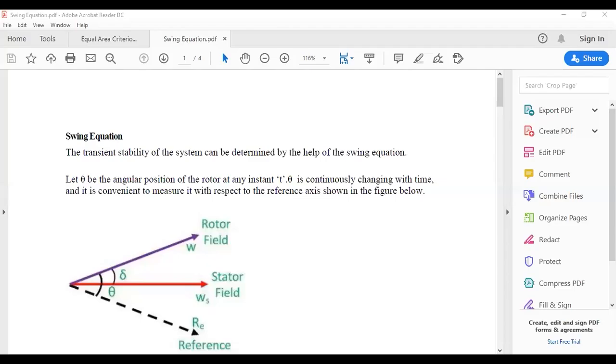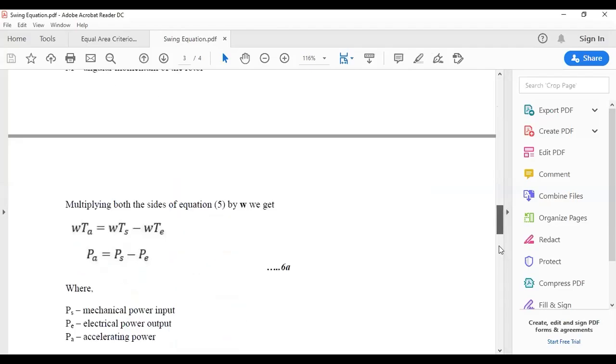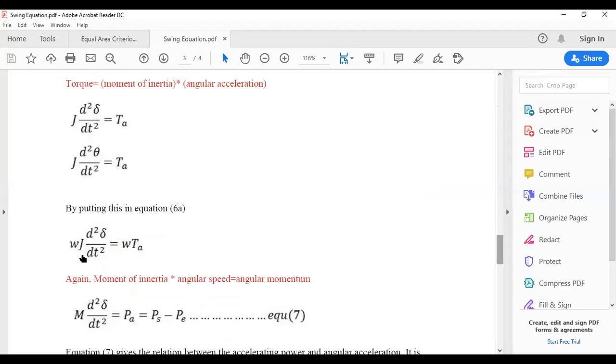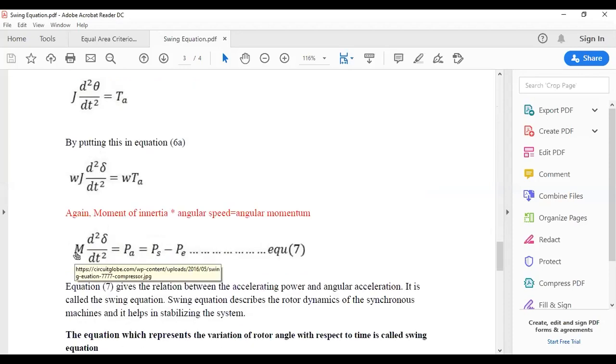In the previous class, we saw the swing equation. Remember, that swing equation is this one. Are you seeing the screen now? Yes, ma'am. Okay. M was the angular momentum, and this one was the angular acceleration, Pa was accelerating power, Ps was mechanical input power, and Pe was electrical output power.